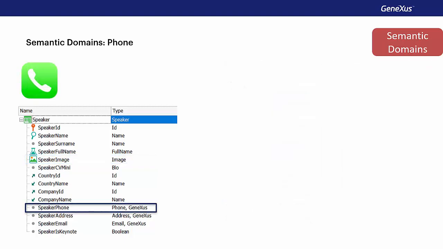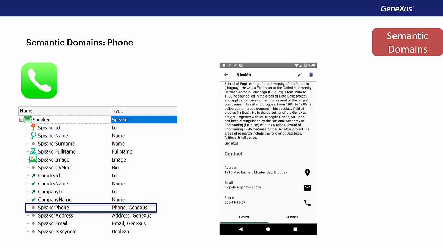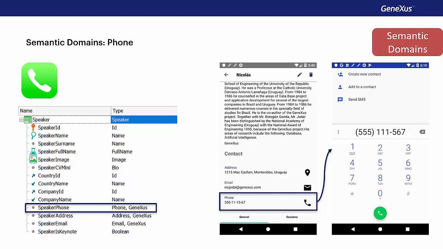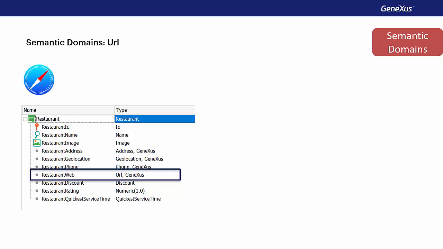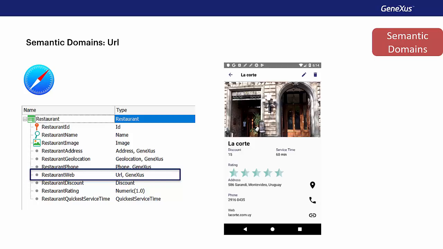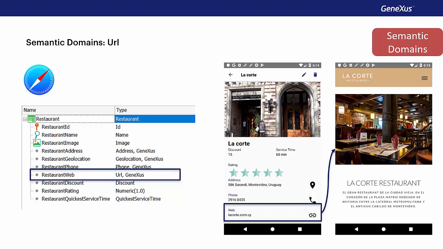The phone domain is used to store phone numbers. When the attribute or variable is read-only, tapping on it will open the default phone call application. Again, in the speaker's view, tapping on the phone will open the default phone call application. Lastly, there's a URL domain used to represent web addresses. Just like the previous ones, when it's read-only, tapping on it will open the default browser. In the example, we see the restaurants view, and tapping on the web address will open the default browser.